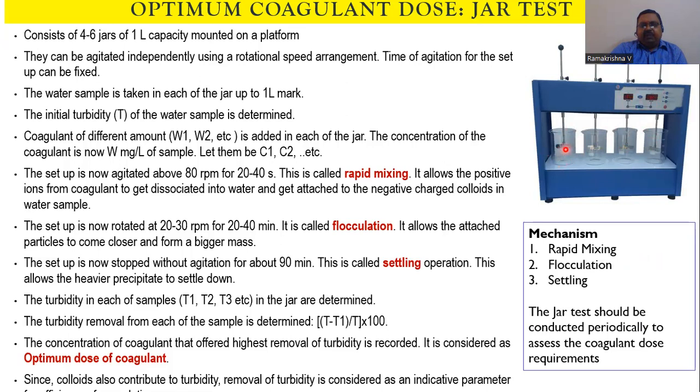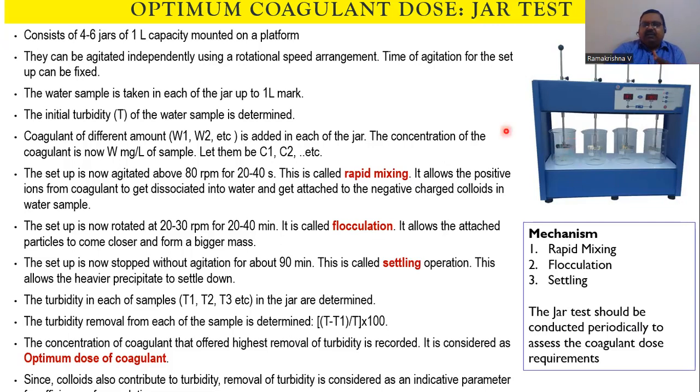So the blades will be rotating at high speed, and this will ensure the quick release of positive ions, the aluminum positive ions from the alum, into the water. So the first step is over. After a fixed time, maybe 30 seconds if you are selecting, after 30 seconds, the dissociation is over now.